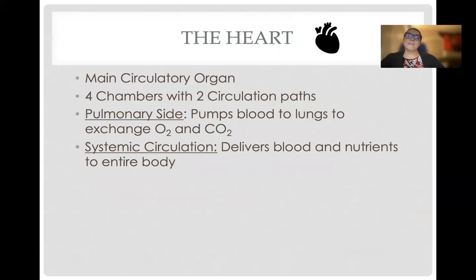Now we know the heart is that main circulatory organ. Now that we've talked about those components, we know that there's 4 different chambers and there's actually 2 different circulatory paths. So I'm going to tell you a little bit about and show you some images about these 2 circulation paths. So there's the pulmonary and the systemic circulation. Pulmonary is going to pump blood to the lungs to exchange oxygen and carbon dioxide. So when the oxygen is depleted from the blood, they need to replete themselves. They need to regain that oxygen. So the pulmonary is going to help those red blood cells become reoxygenated.